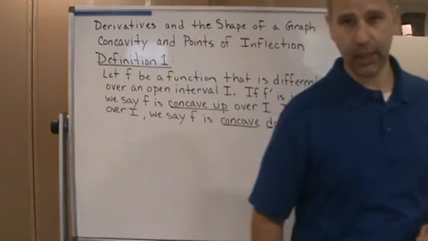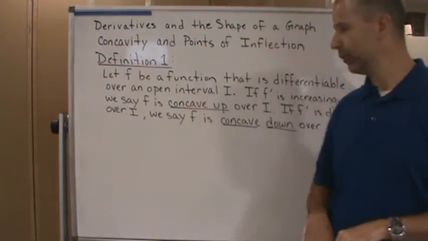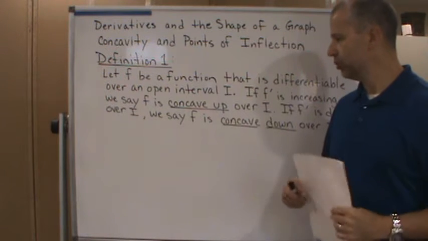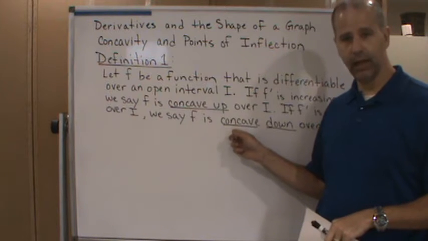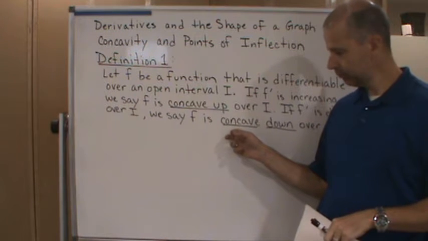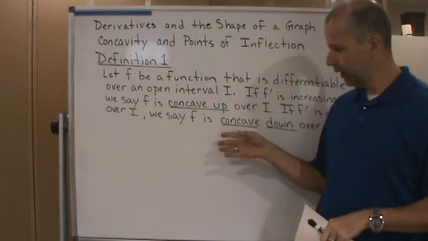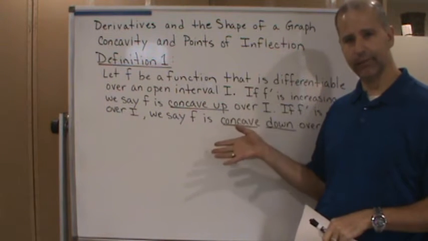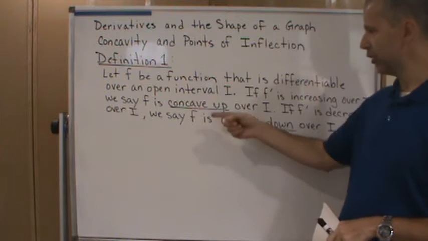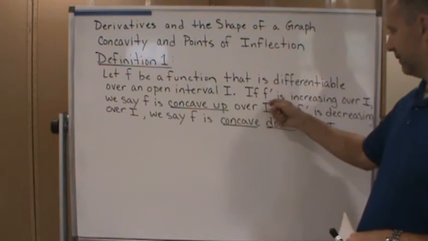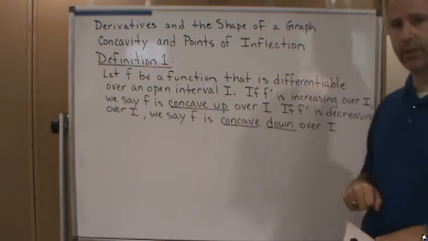The question then becomes, how do we apply this definition, or how do we use this definition to determine the concavity of a function over an interval if we don't have the graph, right? It's one thing to have the graph, but what if you don't have the graph? How do you determine concavity? How do you know that f prime is increasing?